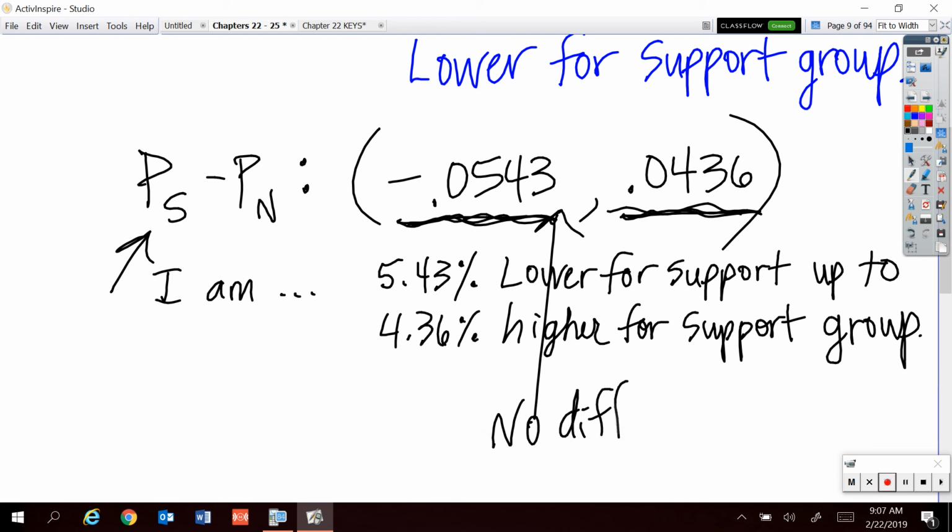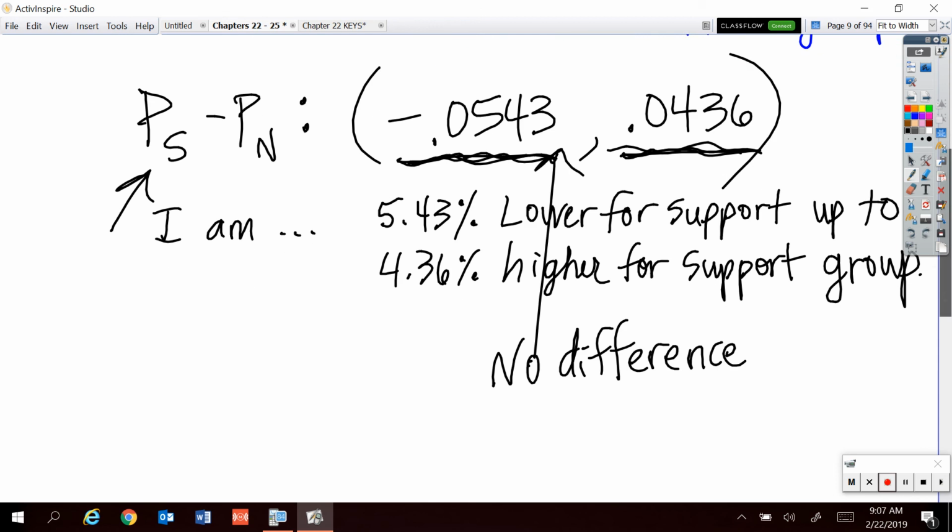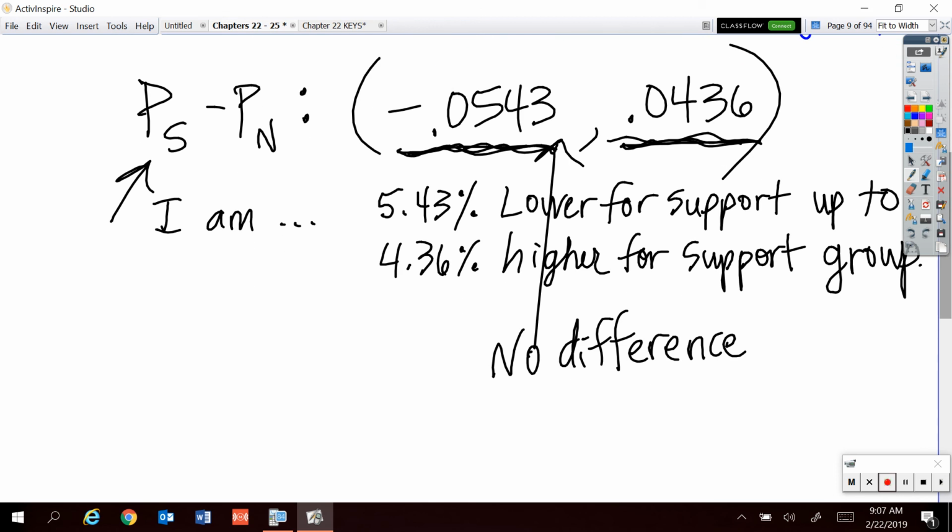So don't blurt it out yet. I want you to think in your mind. What is something in the middle of this interval? It's not exactly in the middle, okay, but it represents no difference. All right, so what did you come up with that could mean no difference? Very good. That's the magic number. A difference of 0 means they could be the same. There could be no difference.